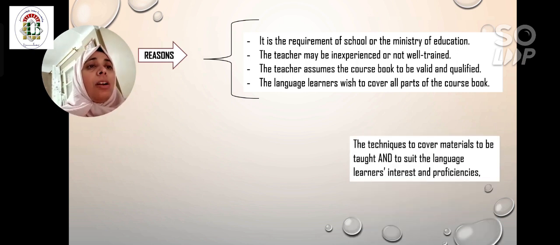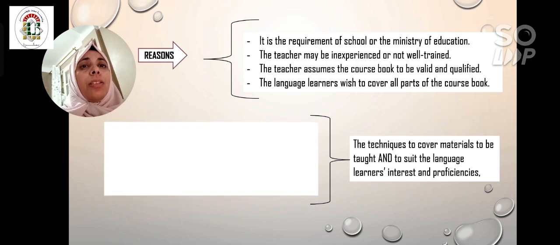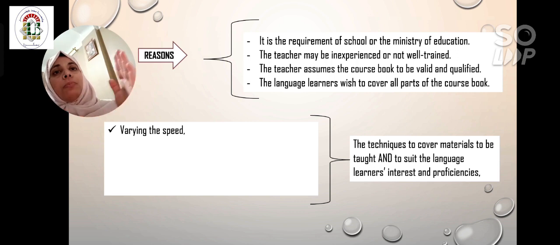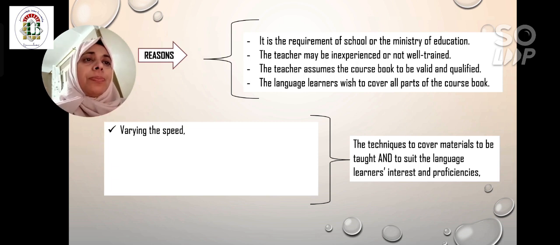Also, there are techniques to cover materials to be taught and to suit the language learner's interests and proficiencies. We start with these techniques. The first thing is varying the speed. Varying the speed is one of the techniques to suit the language learner's interests and their proficiencies. For example, there are some parts in the lesson or in the lecture that should take much time compared to other points. I can minimize the length or the contents of those sections in order to arrive at the aims of the lesson.